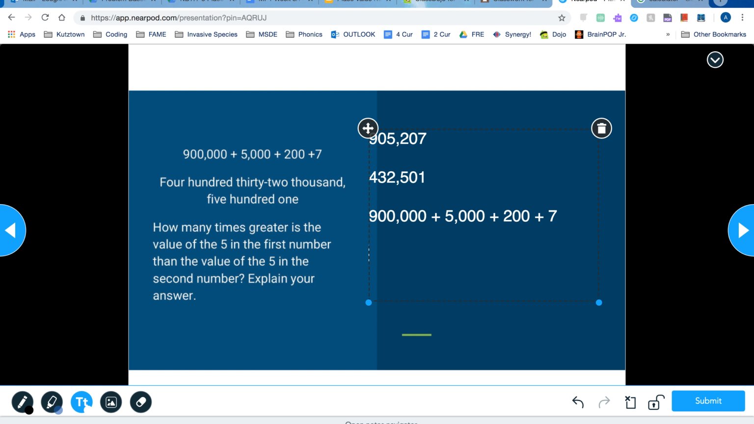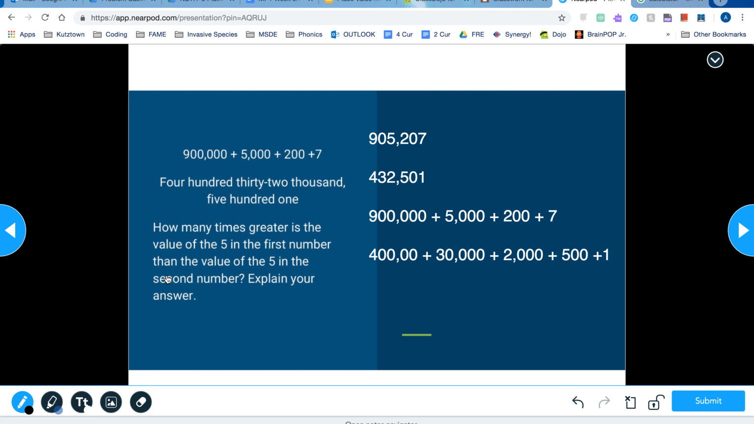Then below, 432,000, now we need to put it in expanded form, plus 30,000, plus 2,000, plus 500 plus 1. I'm going to see if I can stretch this to make it on the same line. Awesome. Now you can go ahead and compare like your previous times.